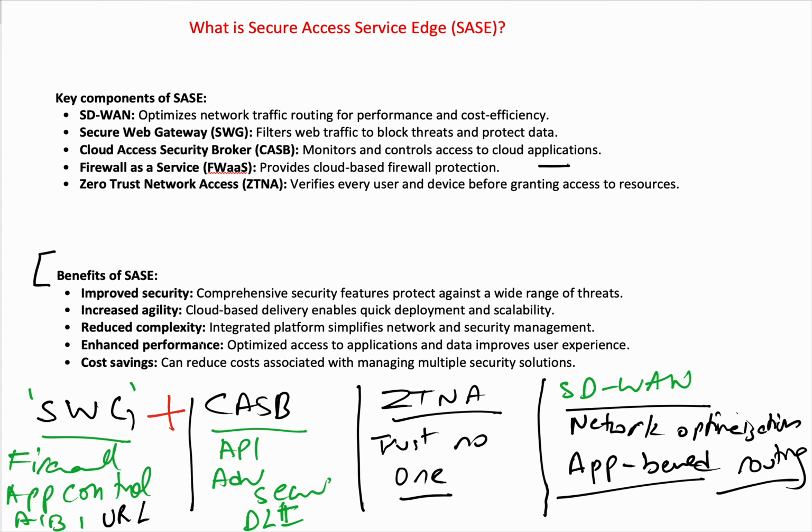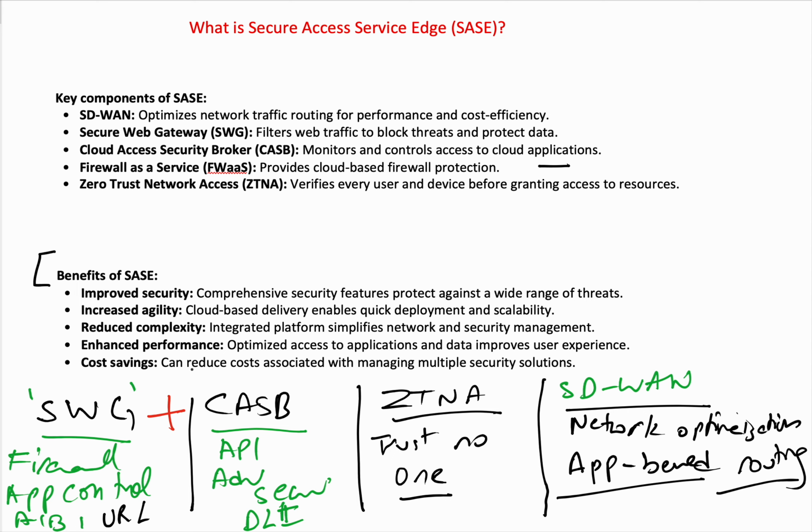Okay, then you have improved agility. Like I told you, reduced complexity. Integrated platform simplifies network and security management. You have enhanced performance, optimized access to applications and data, and improved user experience because you don't have a single data center. As per your geolocation, you get connected to your nearest SASE server, and it will give you access to that particular cloud-based application. So the downtime for anything is very less.